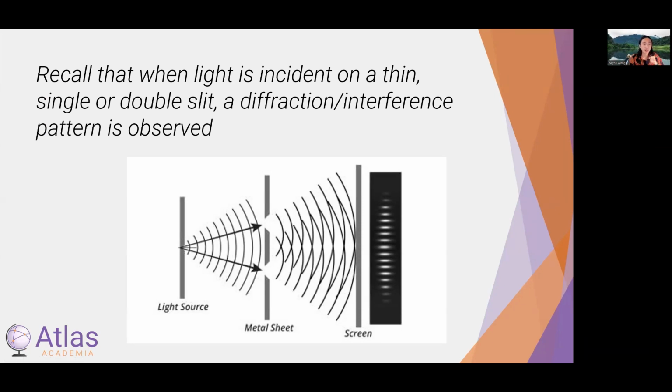When we shine light on thin single or double slits, what we see is a diffraction and interference pattern, something that looks a bit funky like this. This is from Module 7, Topic 2, the wave model of light. This experiment is our best evidence that supports the wave model of light.